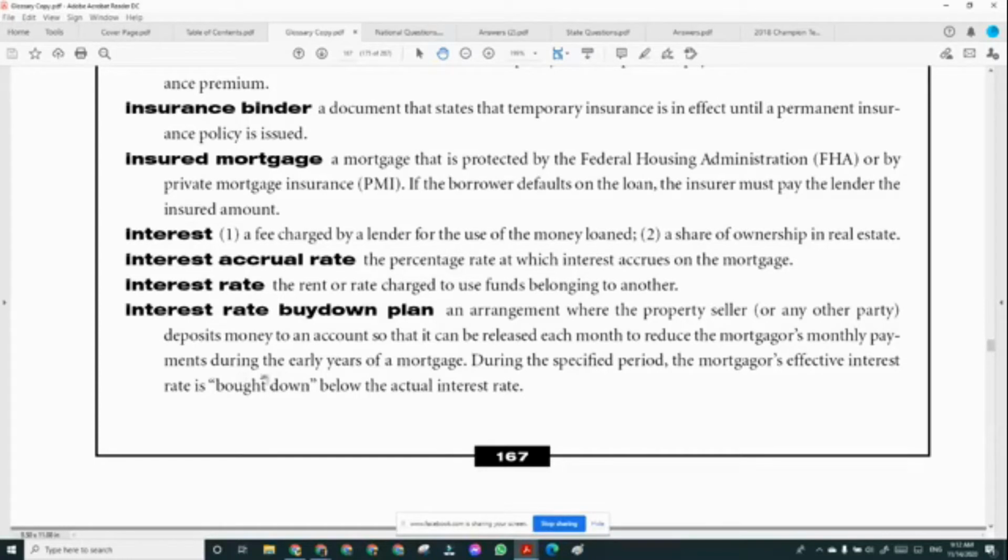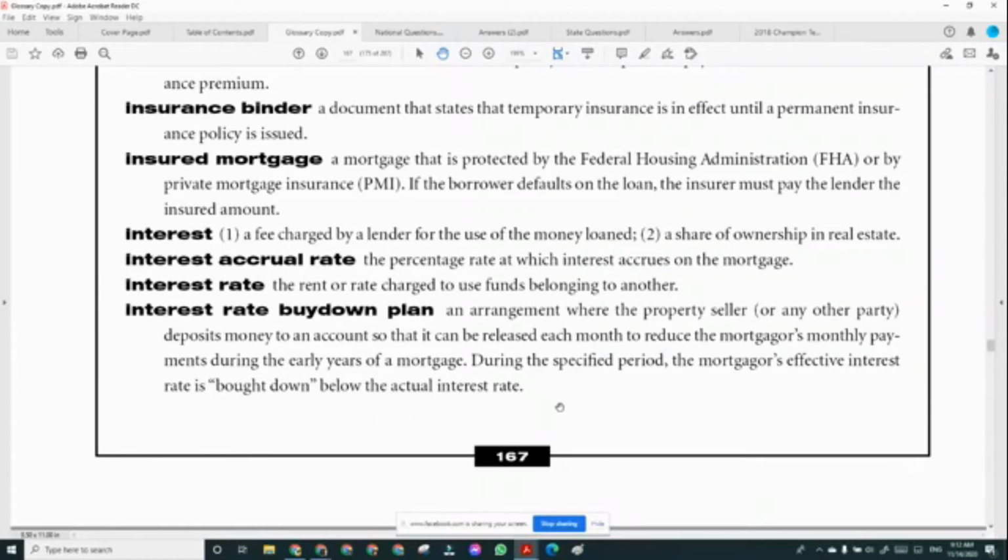Okay. An interest rate buy-down plan. An arrangement where the property seller or any other party deposits money to an account so that it can be released each month to reduce the mortgagor's, and who's the mortgagor? The borrower. Monthly payments during the early years of a mortgage. During the specified time, the mortgagor's effective interest rate is brought down below the actual interest rate.